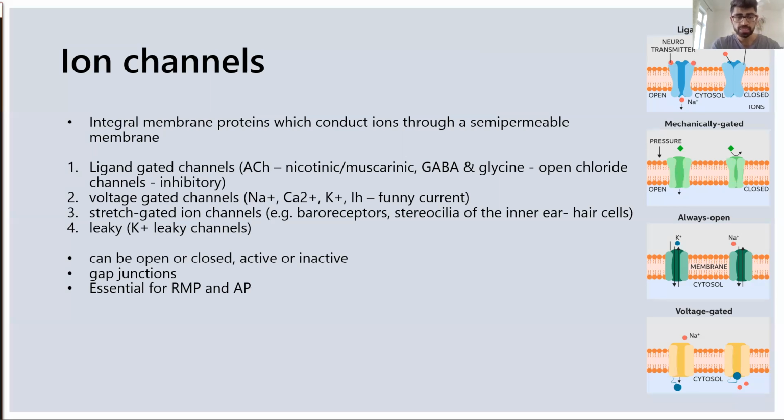Another type is voltage-gated, which means that it's not a ligand binding which causes or influences the opening or closing of the channel, but the change in membrane potential. Typical examples: sodium channels, calcium channels, potassium channels. The letter I means current, and H is denoted for funny current. This is important for creating what's called a prepotential in the sinoatrial node.